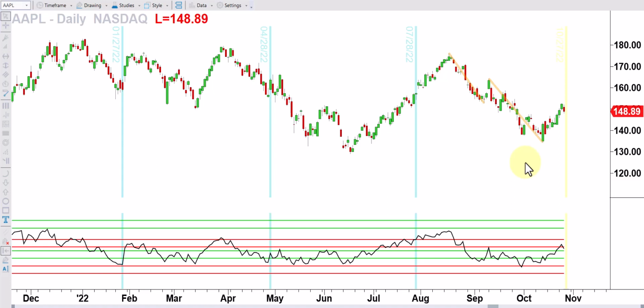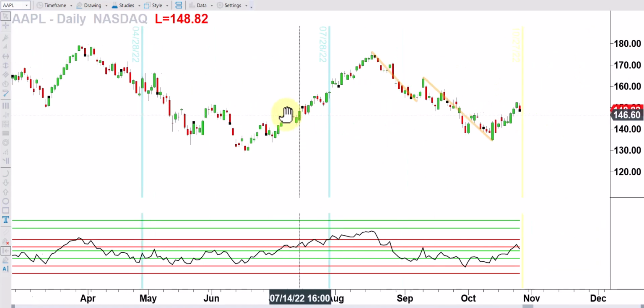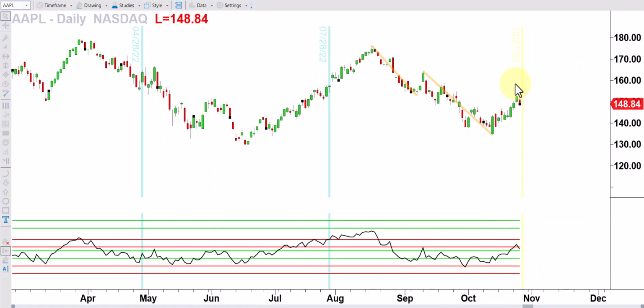So looking at where we are now, there's a very interesting thing going on here. So I'm going to zoom in even closer and show you. Right now, there is a disconnect between price and momentum.